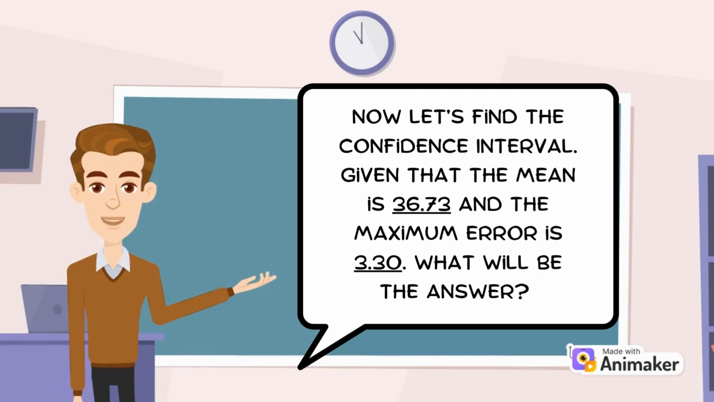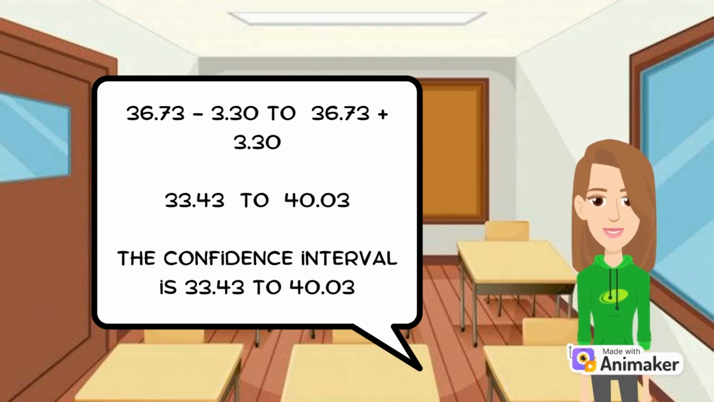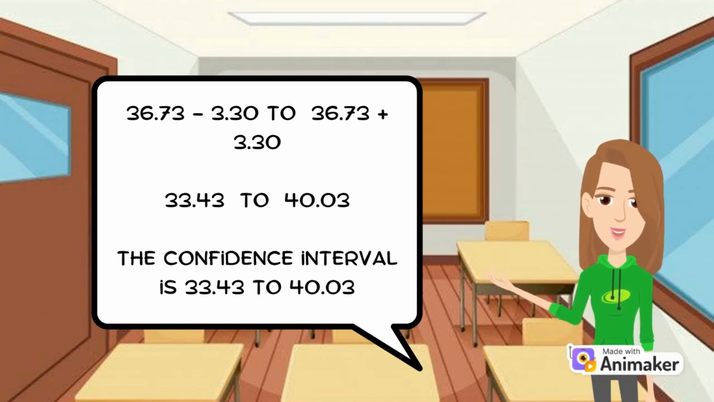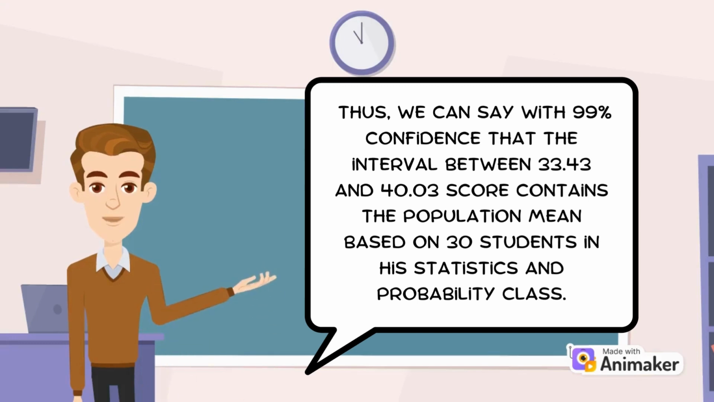Next, let's find the confidence interval. Given that the mean is 36.73 and the maximum error is 3.30, what will be the answer? 36.73 minus 3.30 is 33.43, and 36.73 plus 3.30 is 40.03. The confidence interval is 33.43 to 40.03. Thus, we can say with 99% confidence that the interval between 33.43 and 40.03 score contains the population mean based on 30 students in his statistics and probability class.